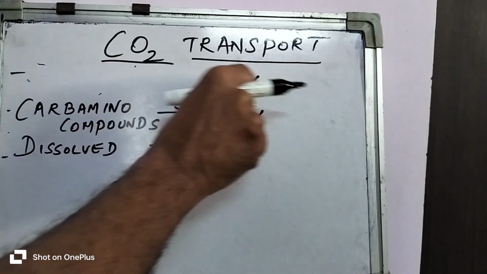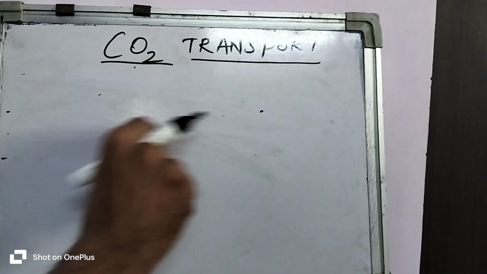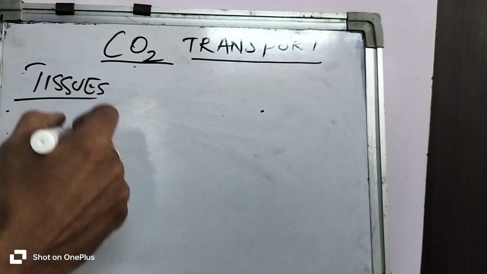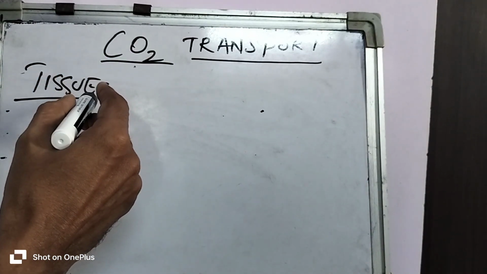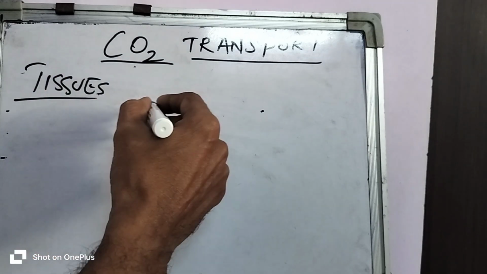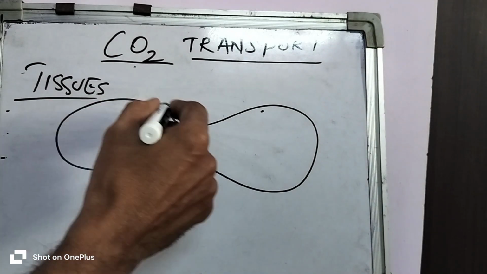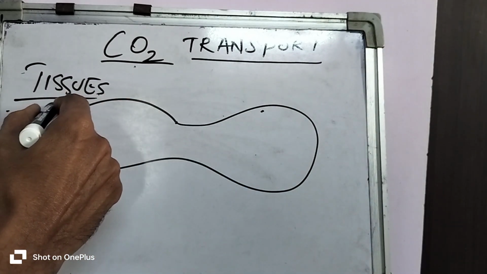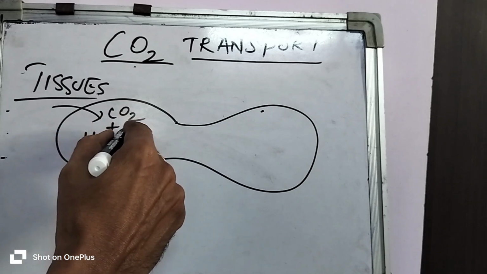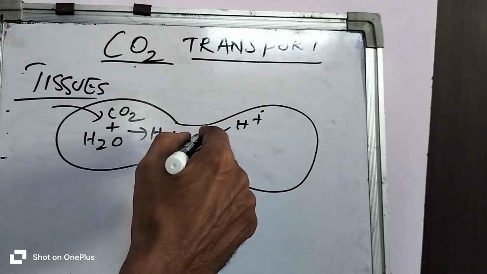So we start with the tissues. So what happens in the tissues? Carbon dioxide is produced from the tissues and it enters the blood and then enters the RBC. This is the shape of the RBC. The carbon dioxide entering inside combines with water, forms carbonic acid, which dissociates into H plus and bicarbonate.